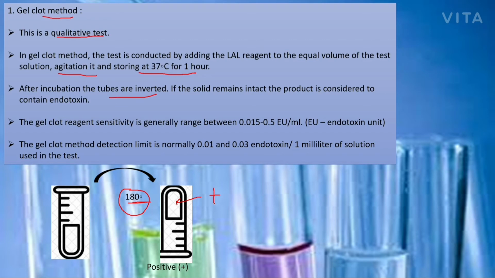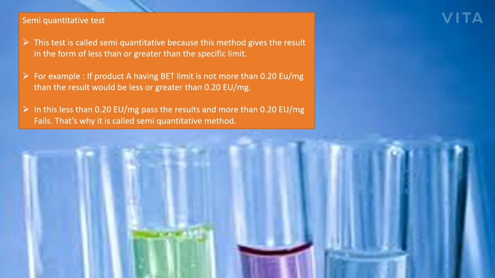But if the tubes are inverted and the sample leaks out, the test results in a negative result, which means that there is no presence of endotoxin. The gel clot reagent sensitivity is generally between 0.015 to 0.5 endotoxin units per ml. And this method's detection limit is normally 0.01 to 0.03 endotoxin per 1 milliliter of solution used in the test. So now what is the gel clot semi-quantitative test?